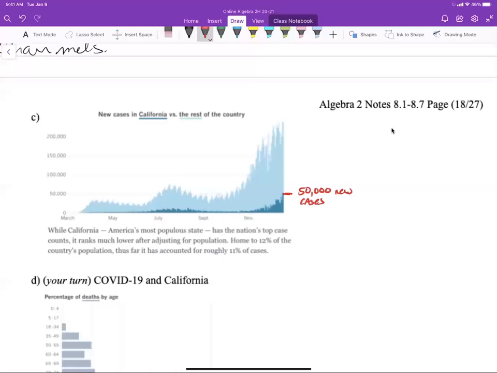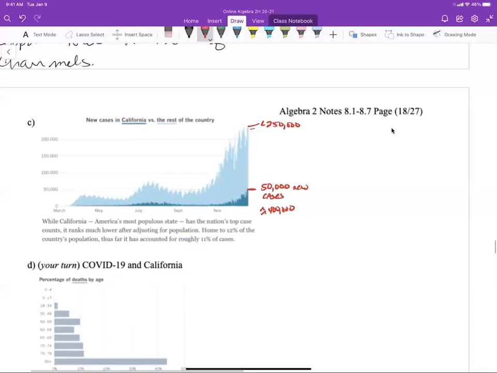Right? And we're saying it's home to 12% of the population. So we would have to multiply 50,000 by approximately 8 to compare it to the rest of the country, okay? And if you did that, you would get approximately 400,000, right? And so if you compare 400,000 to 200,000, 250,000, or approximately less than 250,000 new cases, we were in this situation much worse than the rest of the country at that time.